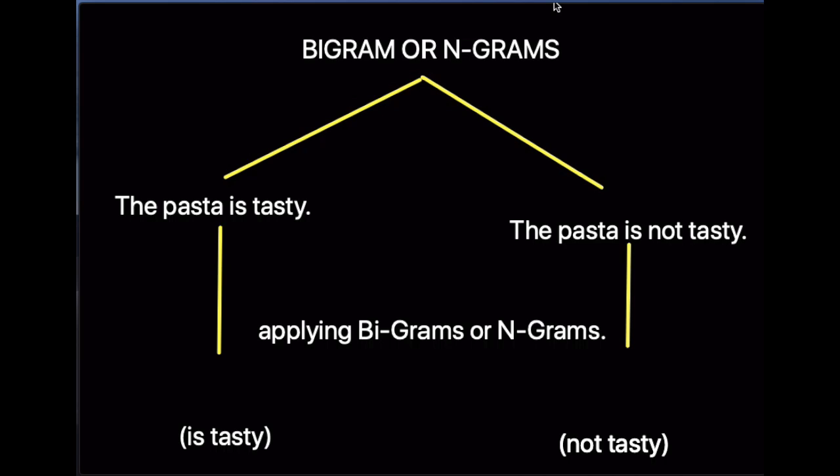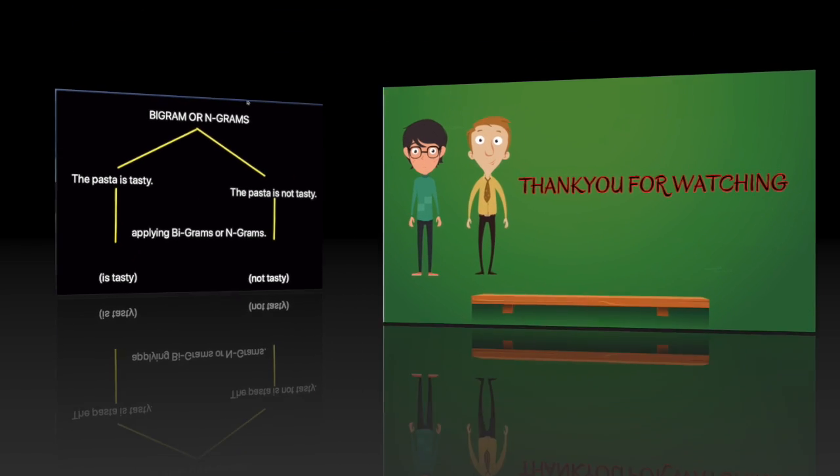The code of bigram and n-gram CountVectorizer is similar to unigram CountVectorizer. I will share the code in the description box as well as the comment section.